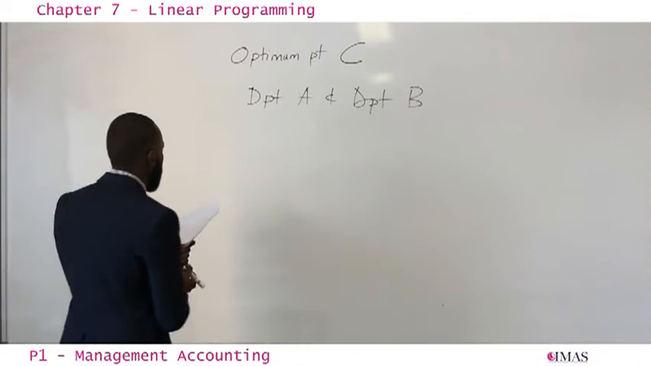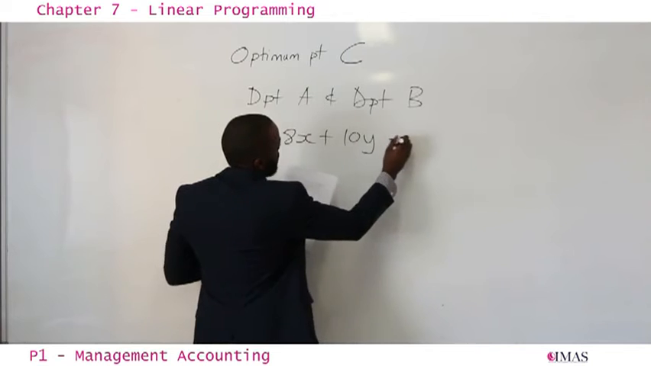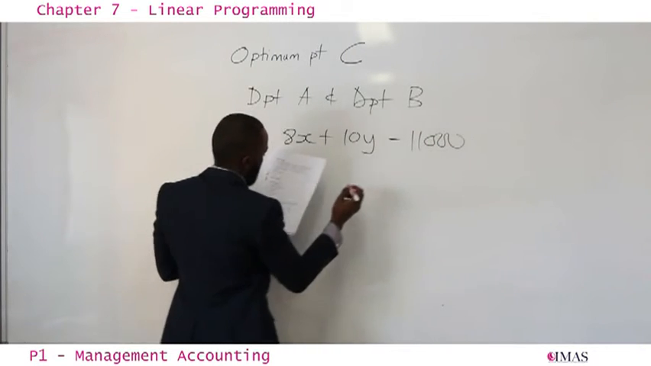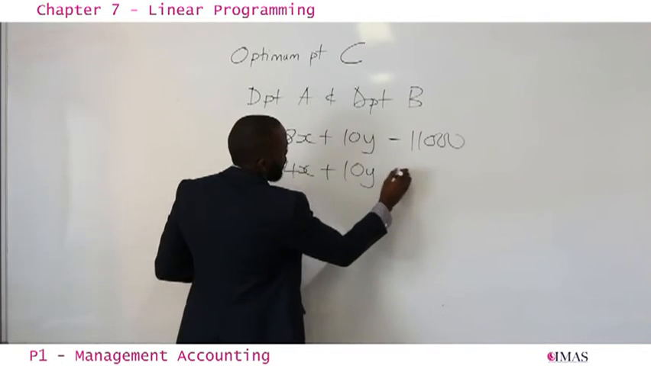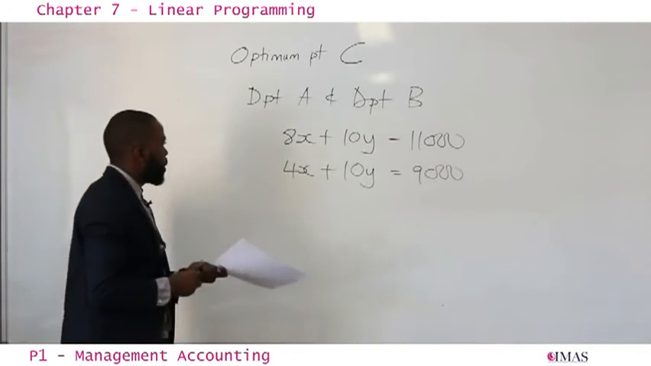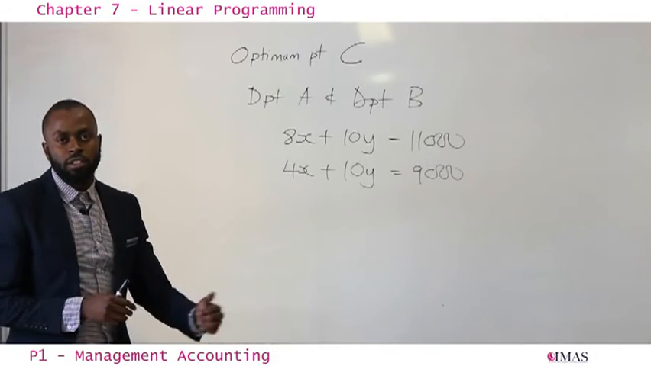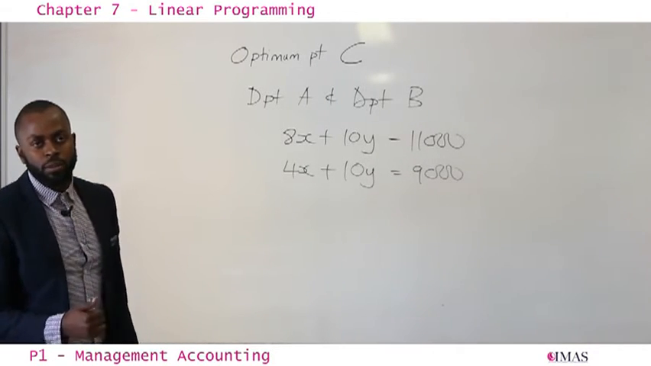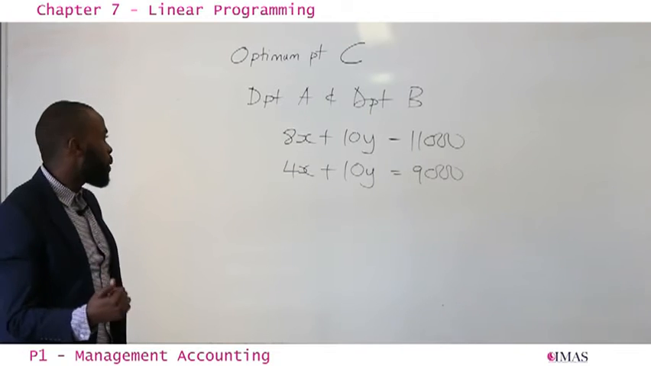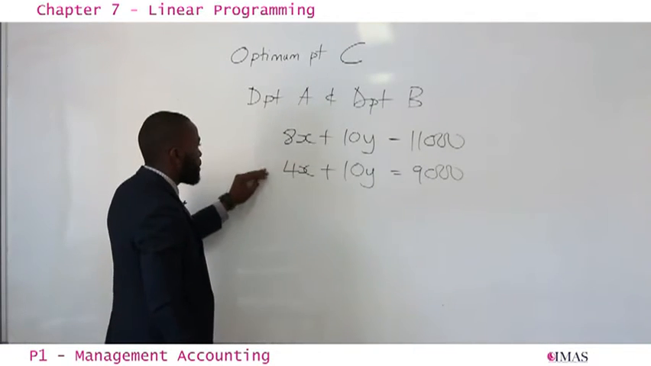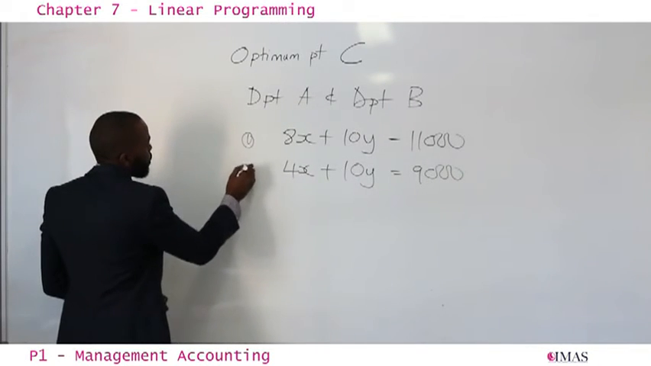Then our constraints: for department A, we had 8x plus 10y is equal to 11,000, and we had 4x plus 10y is equal to 9,000. So now we want to find the x coordinate and the y coordinate. Now we have to use our simultaneous equations. Remember when we started the session, we said simultaneous equations are used to find the point where two straight lines meet. So based on those two, line A and line B, we now want to find the x coordinate and the y coordinate. So this is equation 1, this is equation 2.